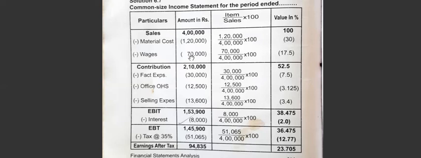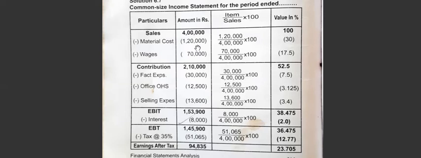So this is how you have to calculate the percentage and the amount. Okay, so this is called the common size statement. In the common size statement, sales is considered as the base, so always sales will be 100, and the rest of the items' percentages have to be calculated.